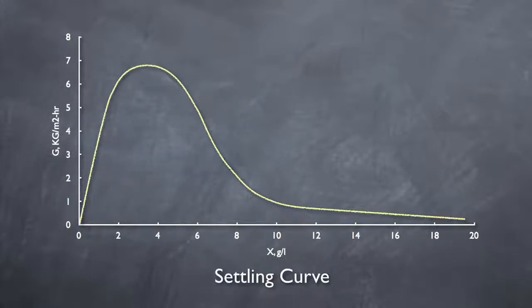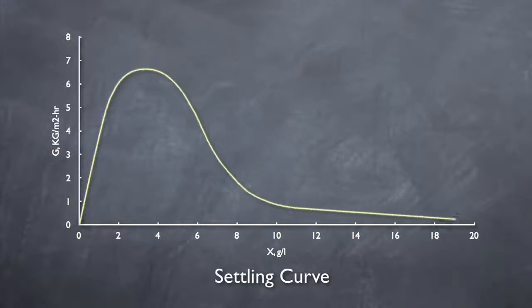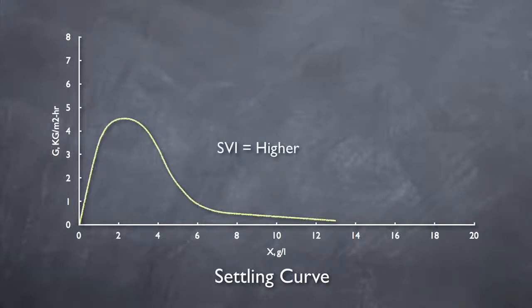The first component is the settling curve. This curve is developed by performing velocity settling tests at various concentrations of mixed liquor on site. However, empirical equations based on the sludge volume index, SVI, have been developed and are plenty accurate for using in deriving this curve. A smaller SVI, which represents faster settling, results in a larger settling curve. A higher SVI, which represents slower settling, results in a smaller settling curve.